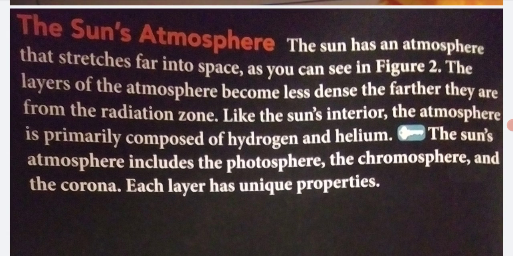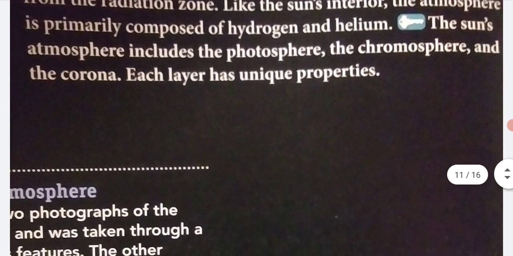The Sun's atmosphere. The Sun has an atmosphere that stretches far into space, as you can see in Figure 2. The layers of the atmosphere become less dense the further they are from the radiation zone. Like the Sun's interior, the atmosphere is primarily composed of hydrogen and helium. The Sun's atmosphere includes the photosphere, the chromosphere, and the corona. Each layer has unique properties.